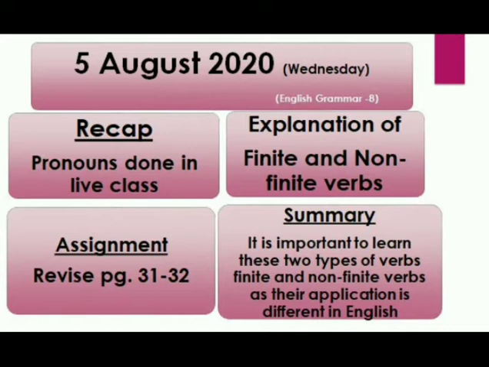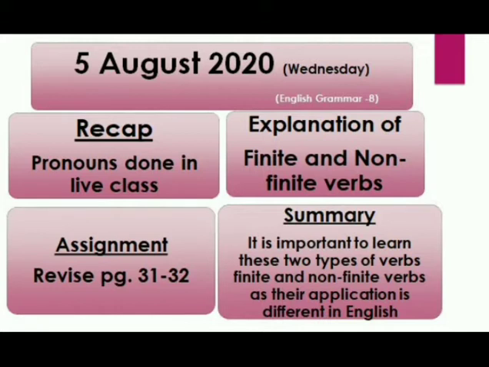Okay dear children. So in recap we shall see the pronouns that we did in live class. The possessive pronoun, the personal pronoun, demonstrative pronoun and interrogative pronouns. Okay dear children, and I'll explain to you today finite and non-finite verbs because we have to do an exercise in our book Honeydew, page number 31 and 32. So in assignment 2 you have to revise page 31 and 32. So let's see the summary.